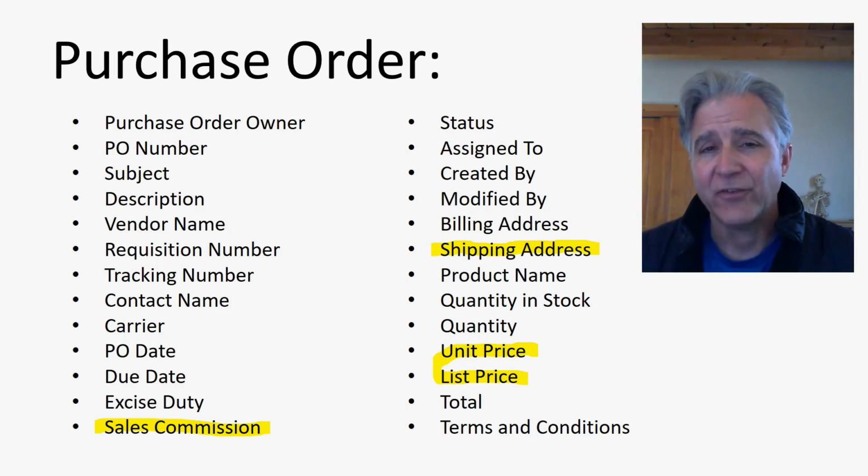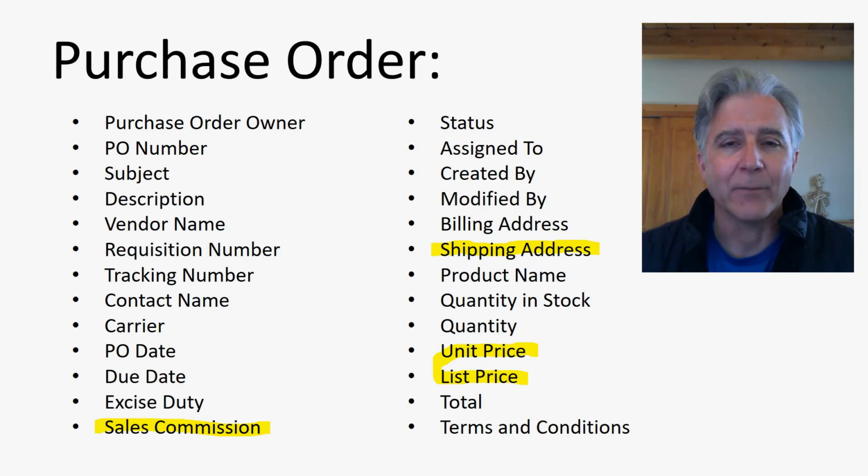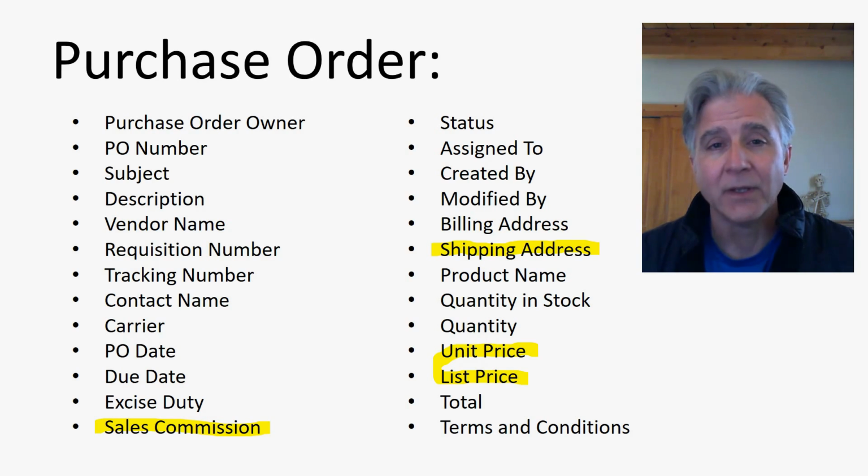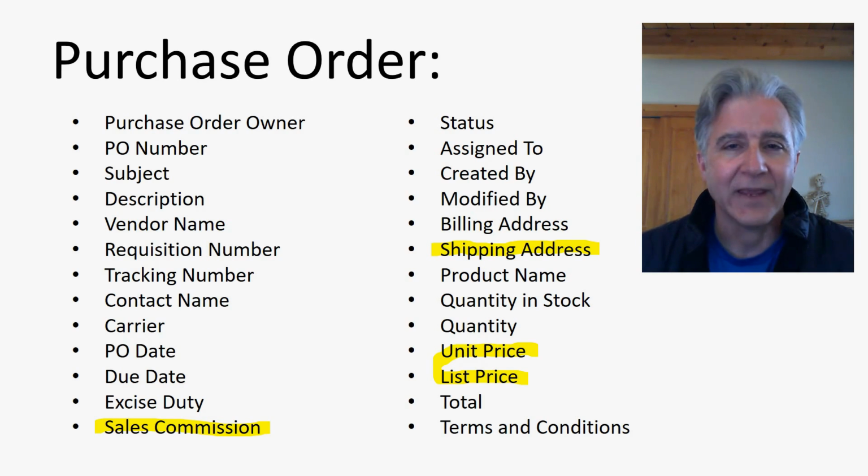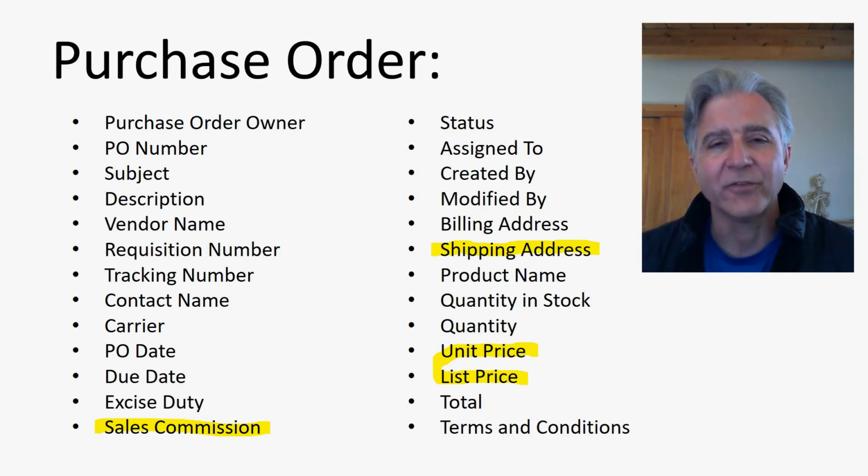I've also highlighted shipping address. There are fields within the shipping address that must be validated against each other. For example, if there's a city, a state, and a zip code, there's a relationship between those. The city must be within the state. The zip code must be a valid zip code for that city-state combination. So each of the fields within the purchase order may have associated with it rules for what values it can be set to.